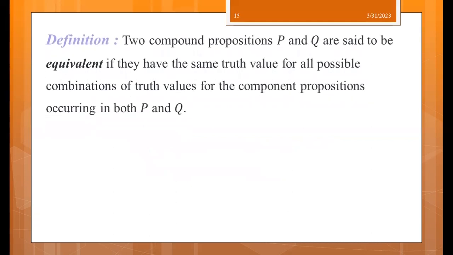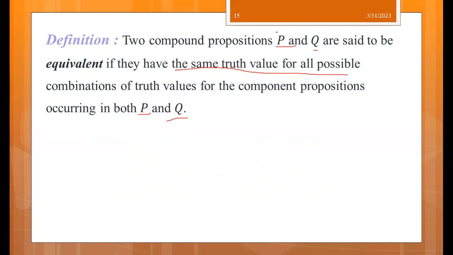Okay, we have this definition on compound propositions again. The definition says two compound statements P and Q are said to be equivalent. That means the definition is on equivalent compound statements. These two compound statements are said to be equivalent if and only if they have the same truth value for all possible combinations of truth values for the component propositions occurring in both the compound statements P and Q.